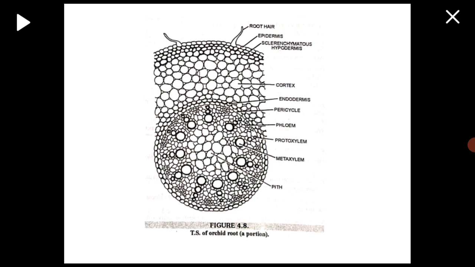Metaxylem consists of large tracheids which show reticulate pittings. Protoxylem faces towards periphery. It has smaller tracheids which show annular or spiral thickenings. The parenchymatous cells associated with xylem become thick-walled and lignified. Pith is large, made up of parenchymatous cells with intercellular spaces. These cells contain starch grains.